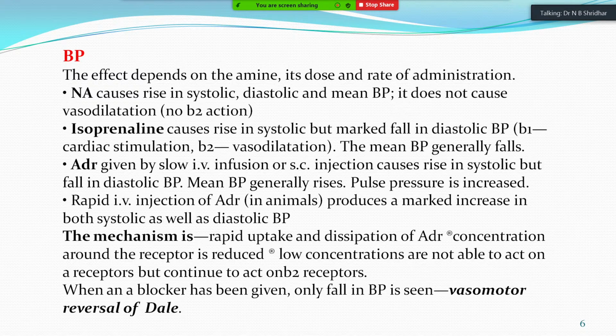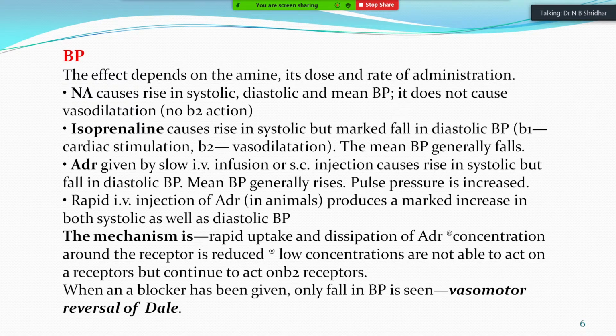Then adrenaline given by IV or exogenously, or by subcutaneous injection, causes a rise in systolic pressure, but diastolic pressure decreases. Especially atrial contraction becomes less, whereas ventricular contraction becomes more. Mean BP generally rises if you give adrenaline. Pulse pressure is increased. If you give a slow IV, there is one response; in a fast IV, there is a different response. How interesting this is!